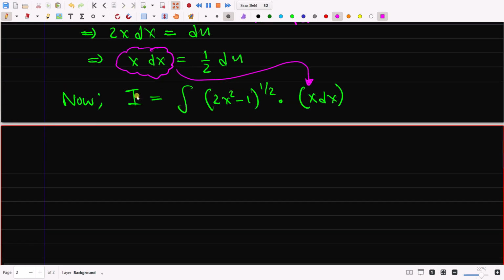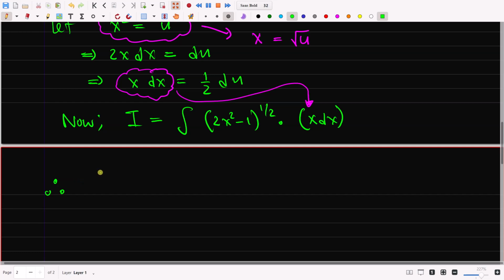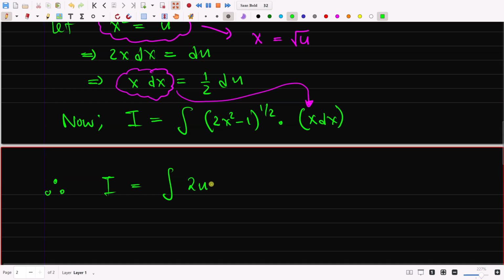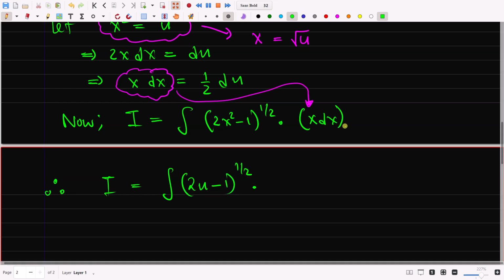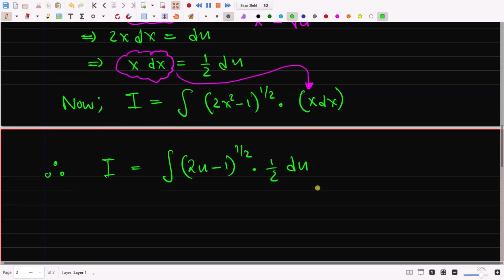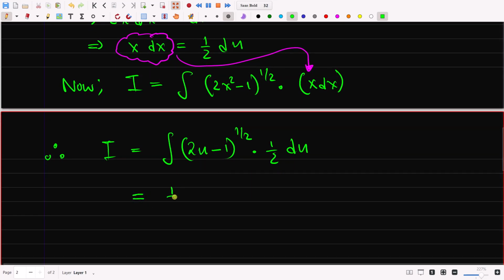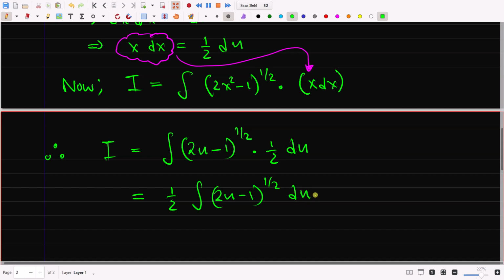When we do that, I is equal to what? Wherever there is x squared, we put u, so we get 2u minus 1 all to the power of half. Then x dx is half du, so we get half du. Next, this half I can pull out of the integral, so I have half the integral of 2u minus 1 all to the power of half du.